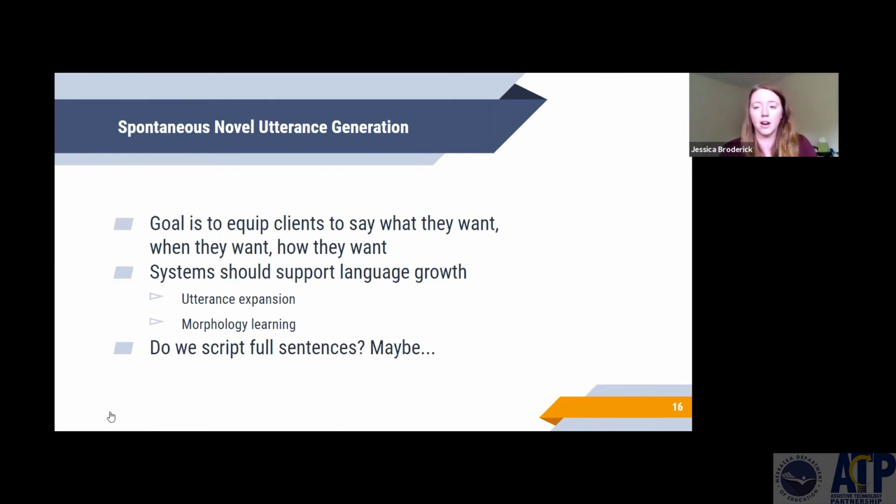But if we're talking about every day, talking about like, I want to go or I need more, I would encourage you not to do that and to instead work on the language skills and building the language skills of that kid.